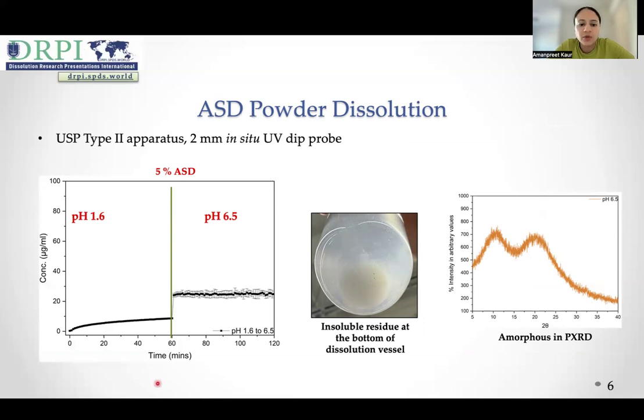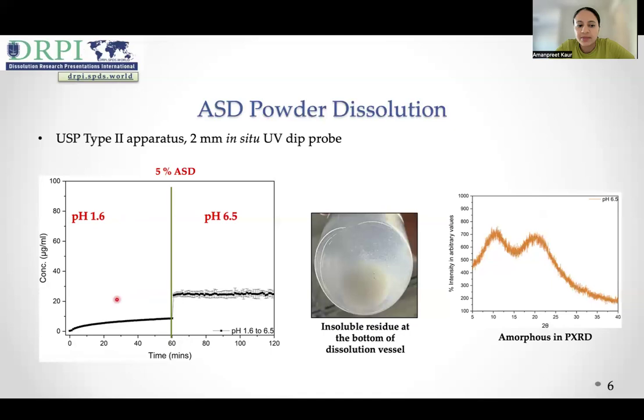We then performed two-stage dissolution of 5% ASD under non-sink conditions with a target dose concentration of 100 microgram per ml. The initial pH of the dissolution medium was 1.6, and at 60 minutes, we used a concentrated buffer to switch the pH to 6.5.